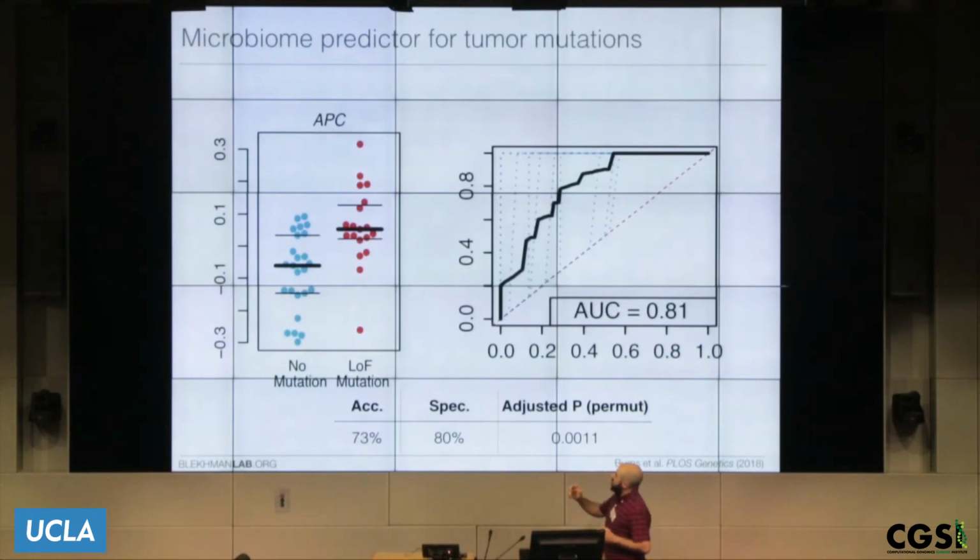With 73% accuracy and 80% specificity, which is not great, it's pretty interesting, because just using the taxonomic composition data of the microbiome, we can say, sort of, whether a tumor has or doesn't have a loss of function mutation in the APC gene. The features are from 16S sequencing, so it's an OTU table which we used for the features for this analysis.